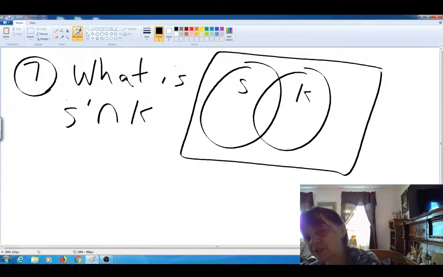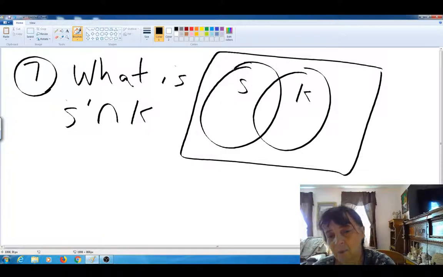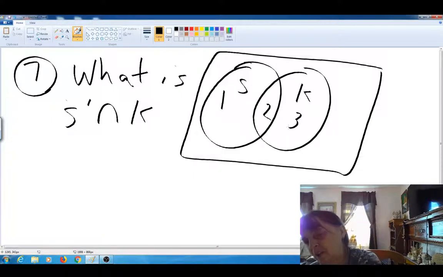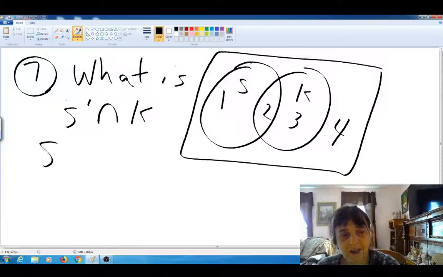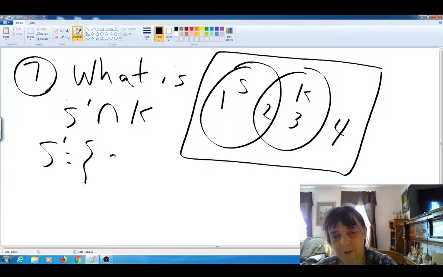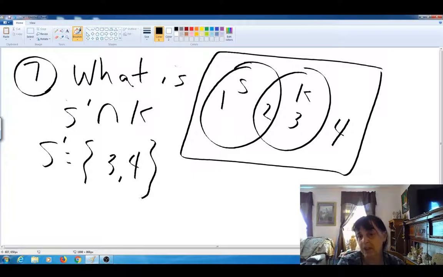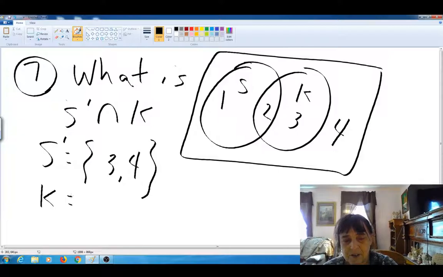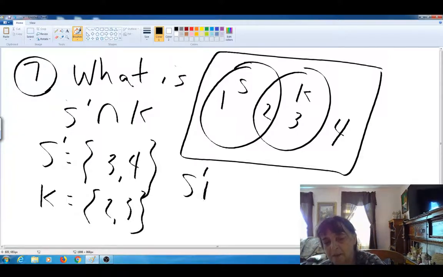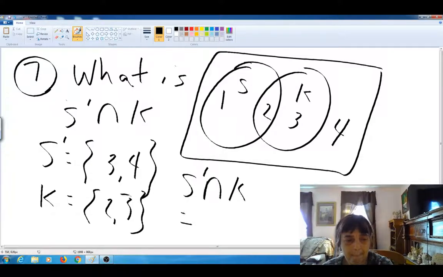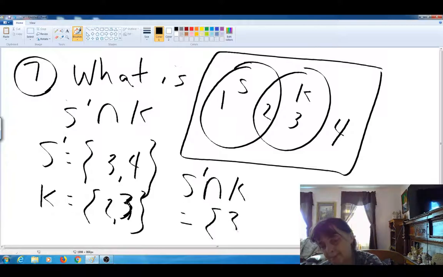Okay, two circles that meet. 1, 2, 3, 4. Okay, S prime is 3, 4. Okay, you leave S out of the diagram altogether and name what regions you have left, which is 3, 4. K is 2, 3. So S prime intersect K is 3.